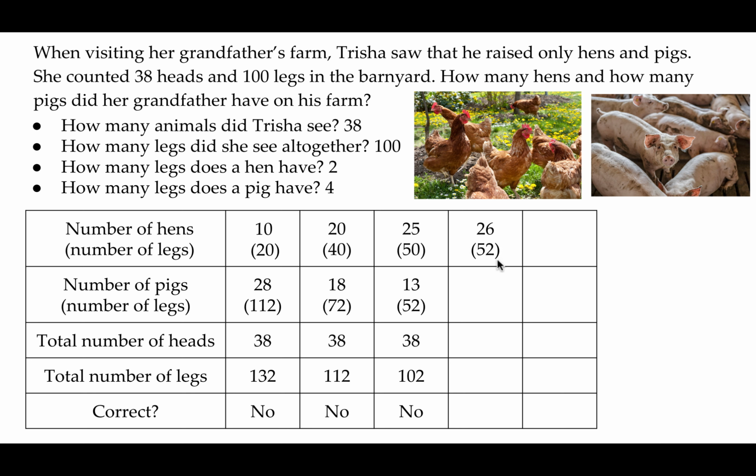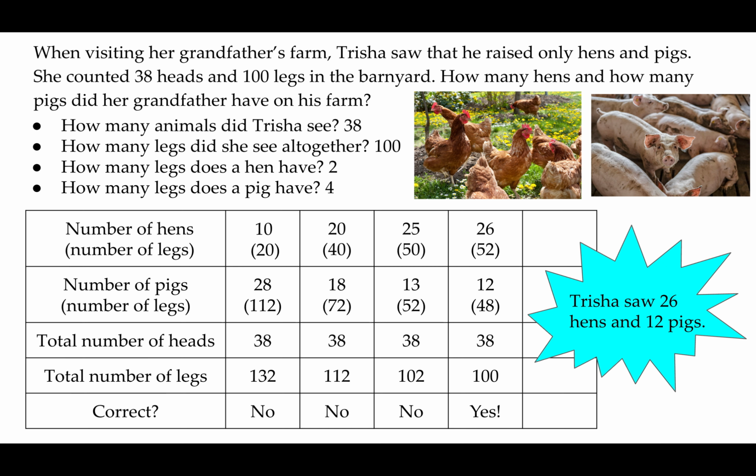26 multiplied by 2 is 52. The difference of 38 and 26 is 12, and 12 multiplied by 4 is 48. The total number of heads, 26 plus 12, is 38, and the total number of legs, 52 plus 48, is 100. Yay, I got it correct. So Tricia saw 26 hens and 12 pigs.